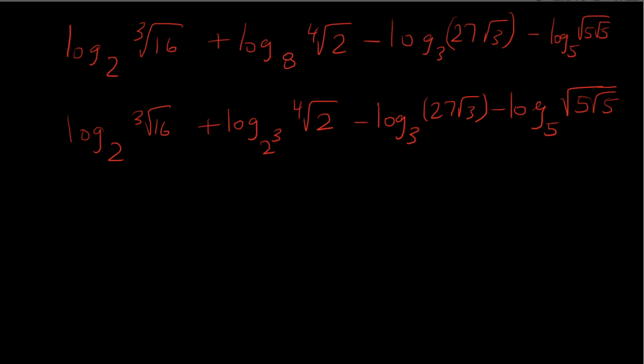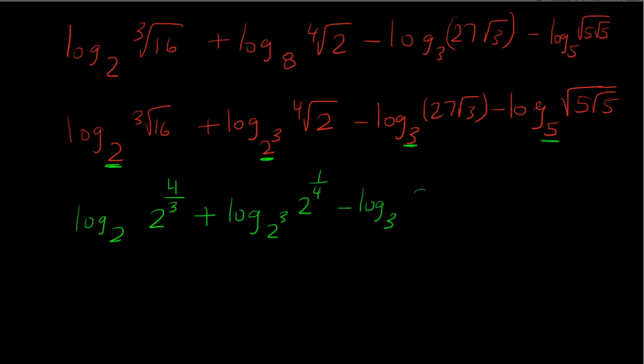Alright, so now we want to write the other pieces with the same base as this one. So the first one, we're going to rewrite the cube root of 16 with base 2. So 16 is 2 to the 4th, but we're going to be cube rooting it, so the 3 goes on the bottom. Now, the fourth root of 2 is 2 to the 1/4. Okay, 27 is 3 cubed. Square root of 3 is 3 to the 1/2 power, so we'll be multiplying these two.